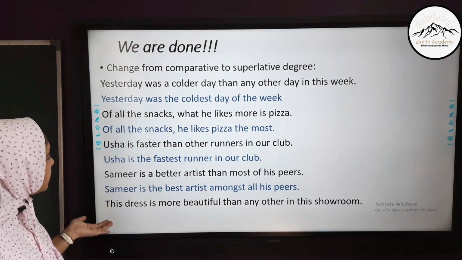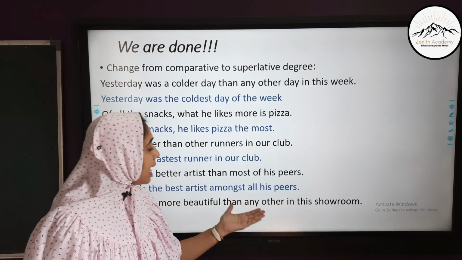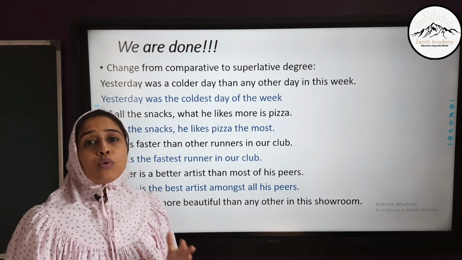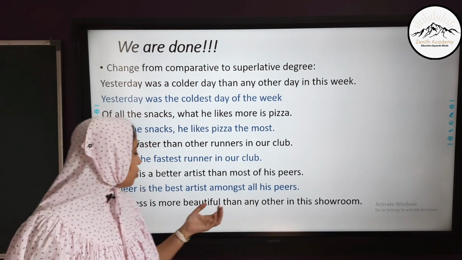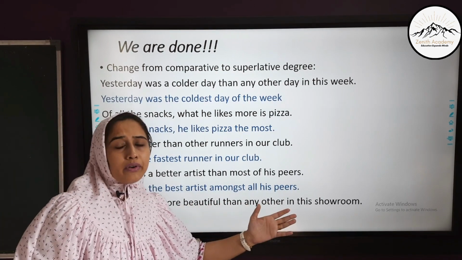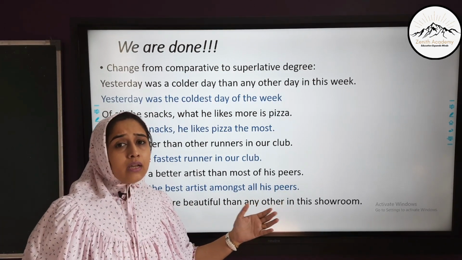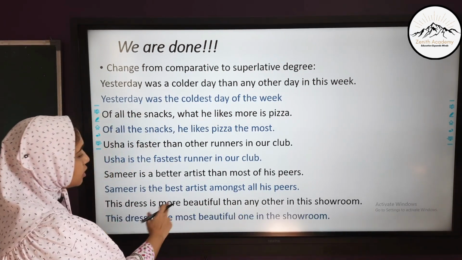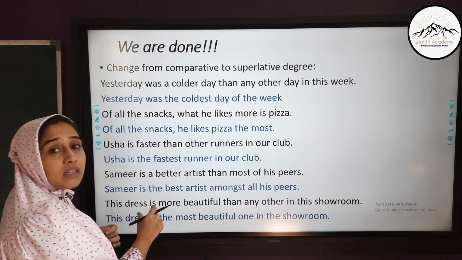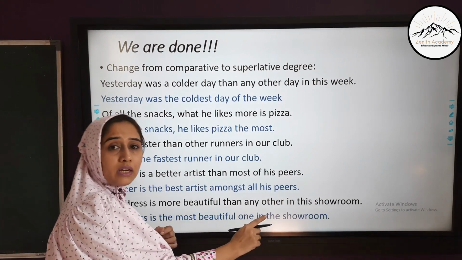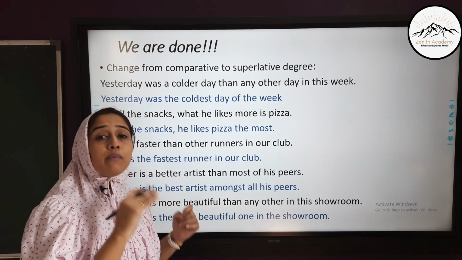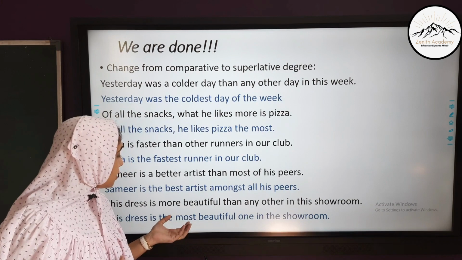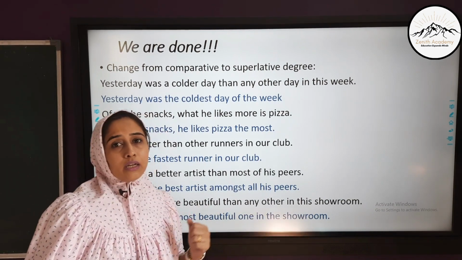The last one is, this dress is more beautiful than any other in this showroom. We are comparing the beauty of one dress to all the other dresses in the showroom. So it is more beautiful than any other dress. So it is the best dress already. So when we say this particular sentence in superlative form, it becomes most beautiful. This dress is the most beautiful one in the showroom. Means it is the best, it is the most beautiful. So no need to again mention other dress. It is the best, the most beautiful one in the entire showroom.